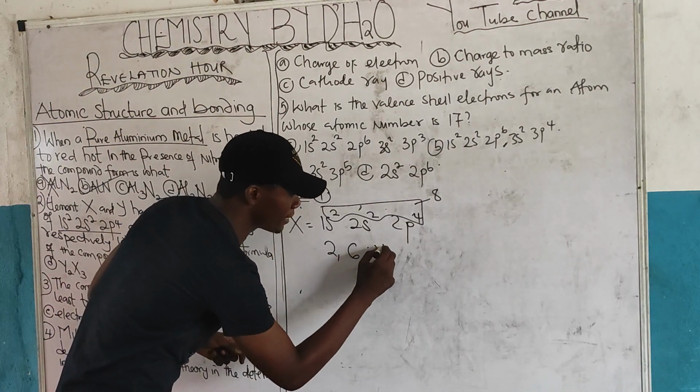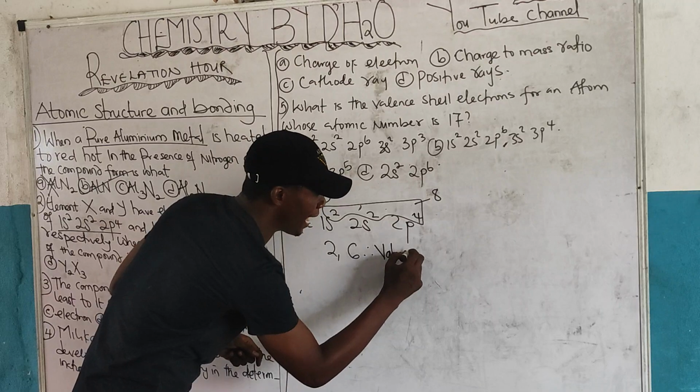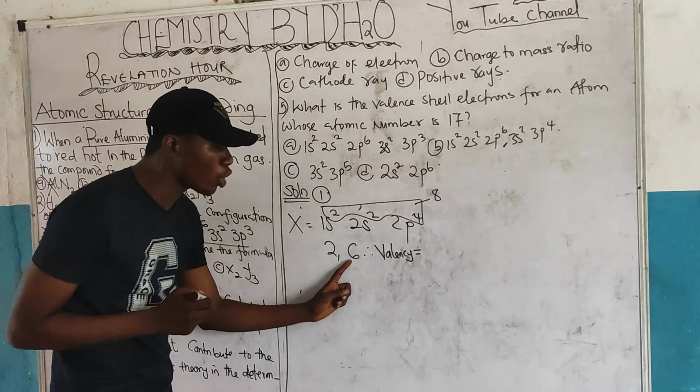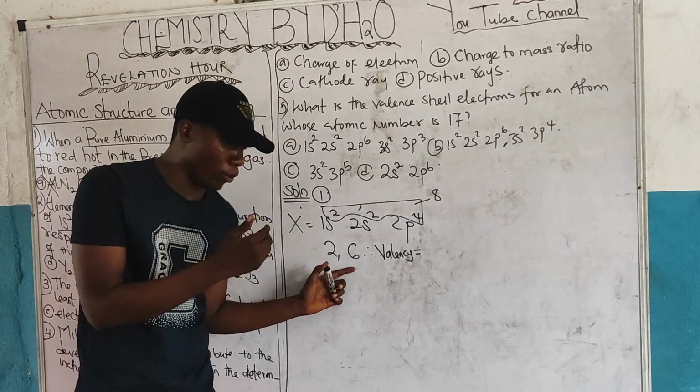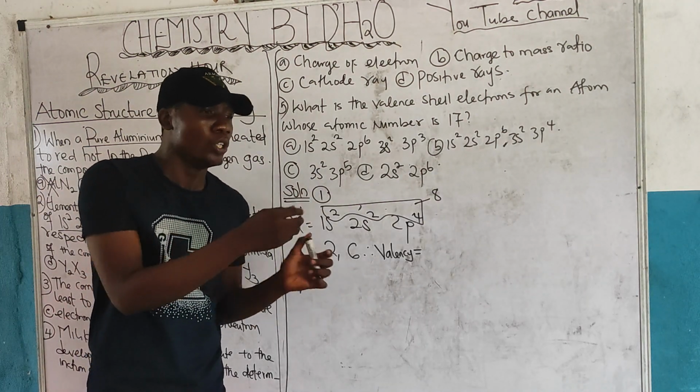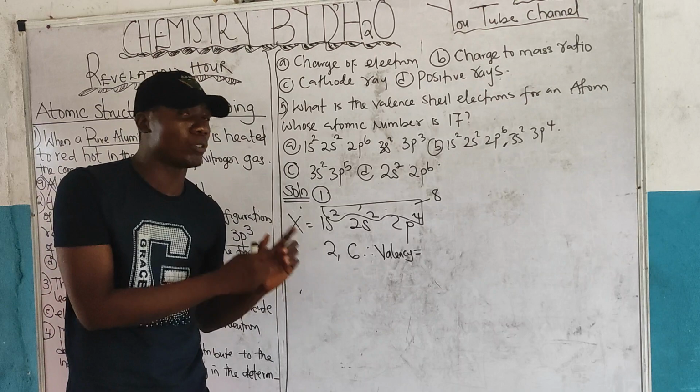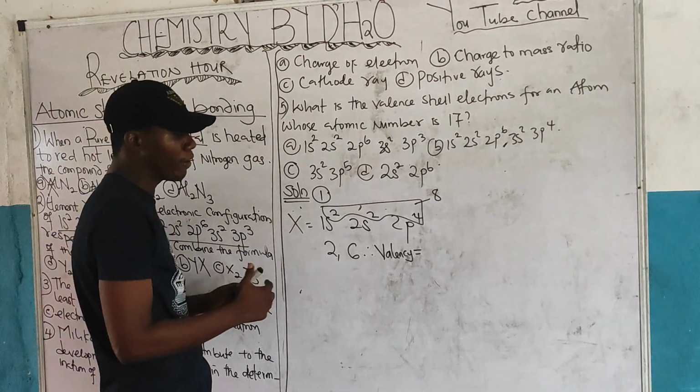Therefore, the valency of this particular atom, which is S, will not be 6. No, I told you that if the number crosses 4, if it is 5, 6, or 7, you look for what to add to the number to give us 8. So if you check very well, you have 6.